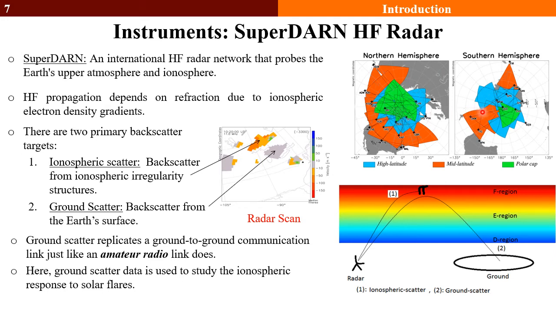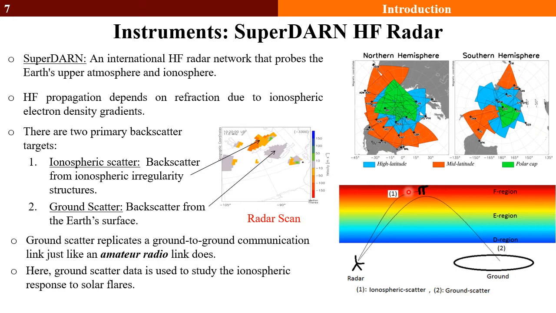There are almost 35 radars operating in both the northern and southern hemispheres, and the propagation of the HF rays coming from the SuperDARN depends on the refraction due to the ionospheric electron density gradient. There are two different types of backscatter data product that we rely on from SuperDARN. One is known as ionospheric scatter, given by this ray 1, where you can see the ray is refracted from the F region irregularities, or electron density irregularities.